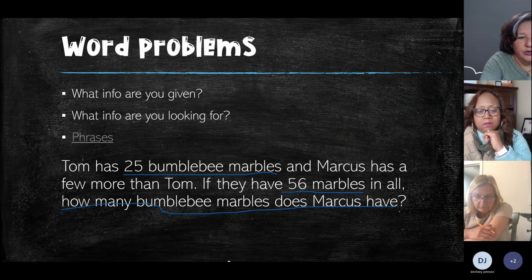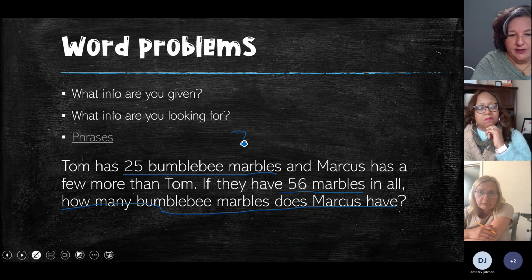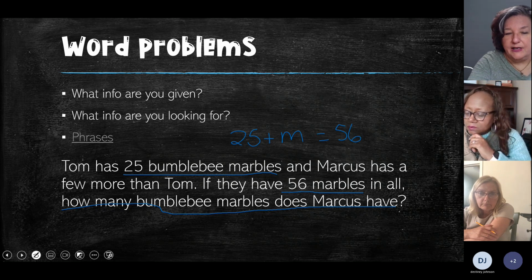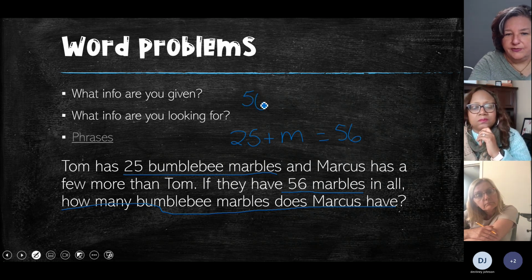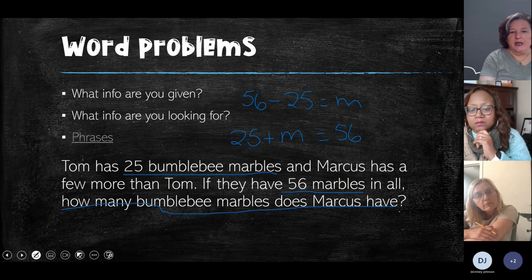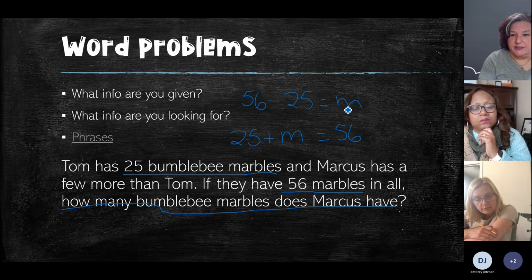So when you write an equation, you can do this a couple different ways. You can say 25 plus Marcus's marbles equals 56, or you can write it as the total, 56 minus 25, equals Marcus's marbles. And in solving it, you're going to get the same answer.